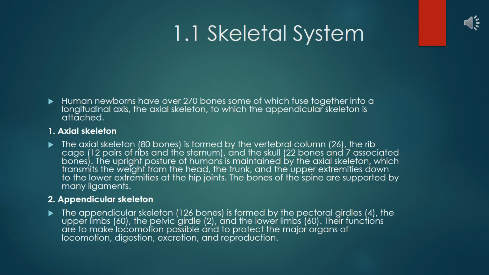The bones of the spine are supported by many ligaments. 2. Appendicular skeleton. The appendicular skeleton (126 bones) is formed by the pectoral girdles (4), the upper limbs (60), the pelvic girdle (2), and the lower limbs (60). Their functions are to make locomotion possible and to protect the major organs of locomotion, digestion, excretion, and reproduction.